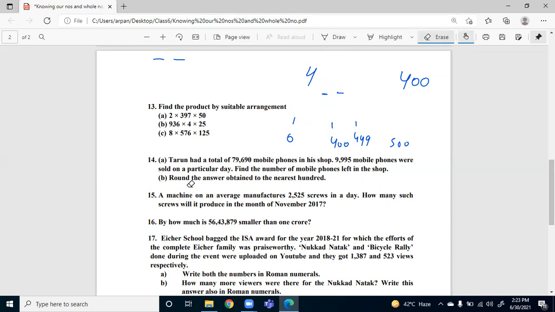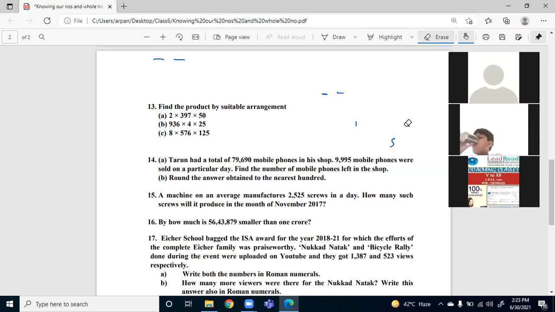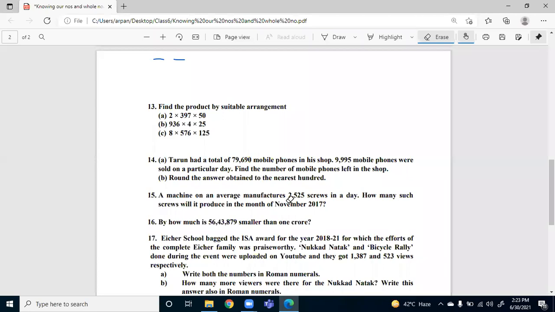Okay, so let's move to question number 15. I will be reading the question, and if you are ready with the answer, then just raise your hand. A machine on an average manufactured 2,525 screws in a day. How many screws will it produce in the month of November 2017?